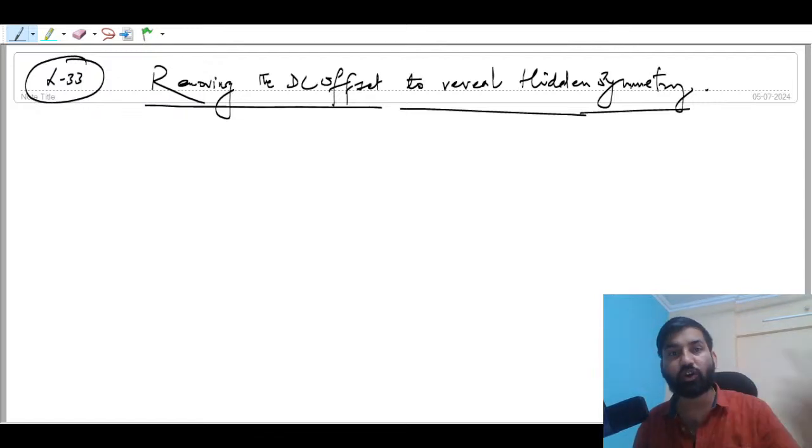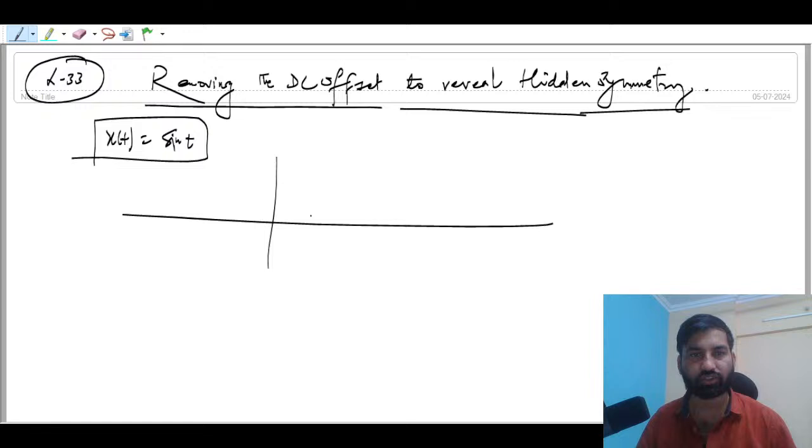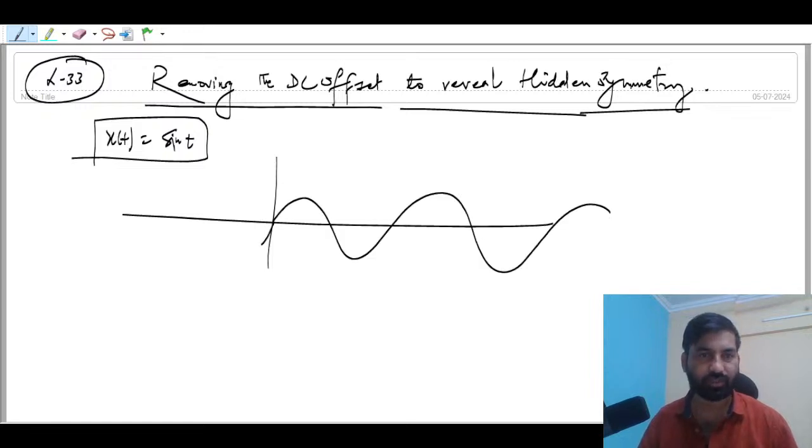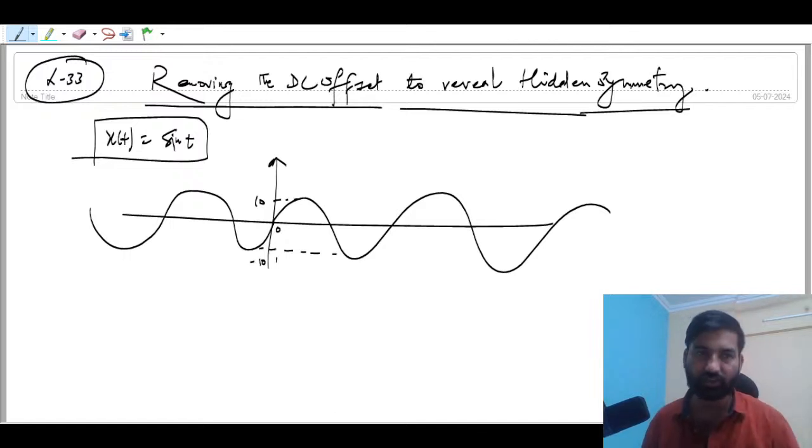Adding a DC offset to a periodic signal changes only its DC value, and all other coefficients will be the same. Suppose you have an AC signal, a sinusoidal signal x(t) equal to sin t, which is periodic in nature. Suppose the peaks are 10 and minus 10. The DC value for this sinusoid is going to be 0, the average value is 0.